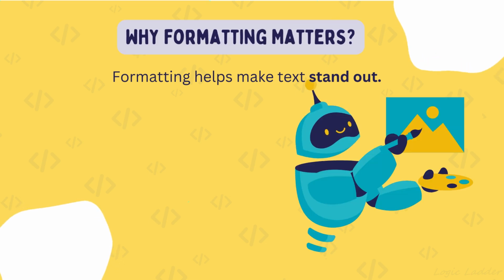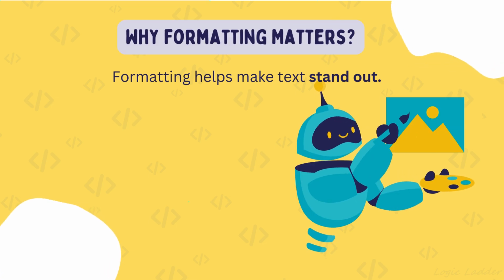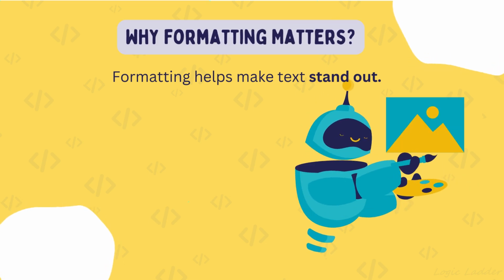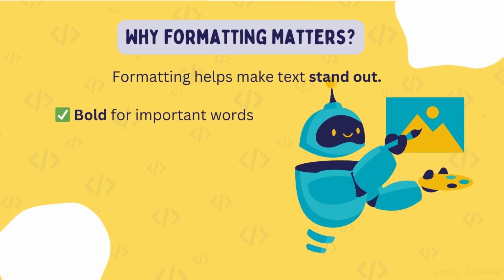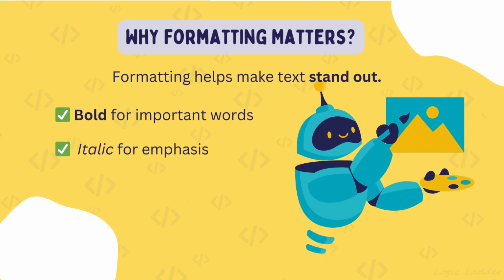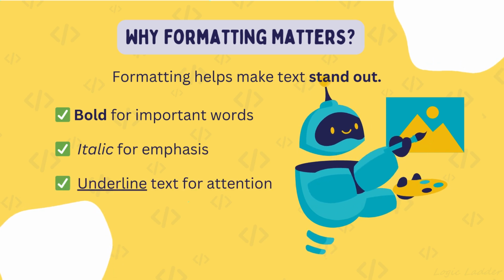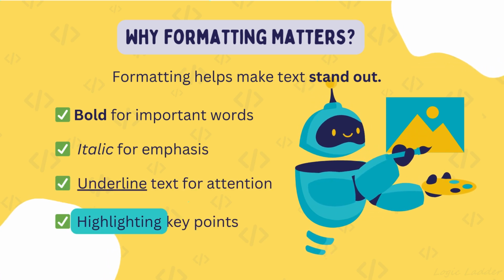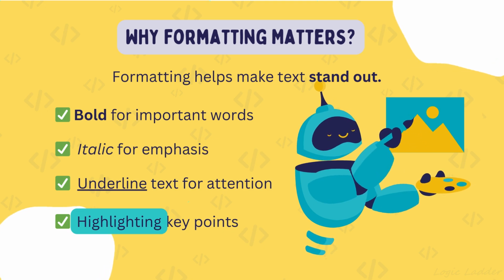Formatting helps make text stand out. Imagine reading a book where everything looks the same. It would be boring. We can bold text for important words, italic for emphasis, underline text for attention and highlighting the key points. Let's learn how to use them in HTML.